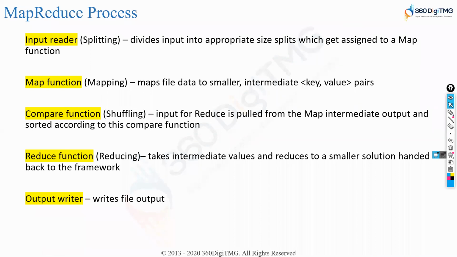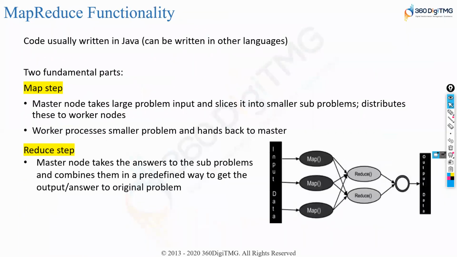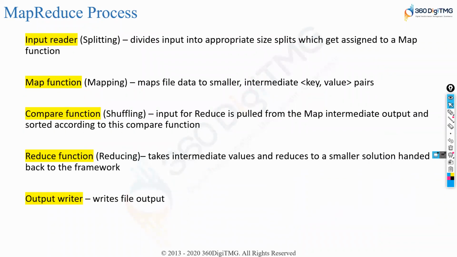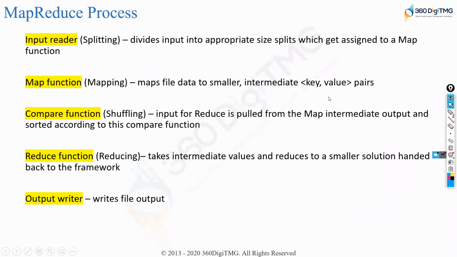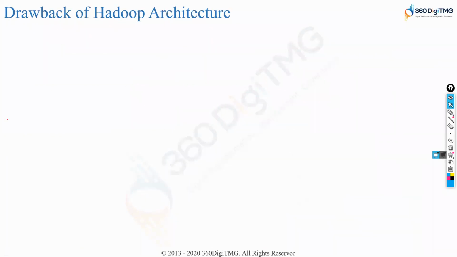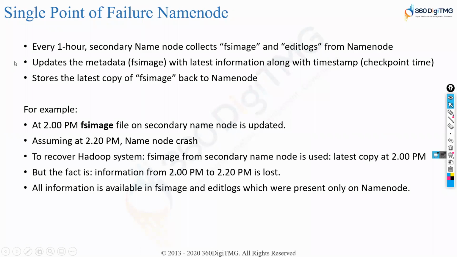Now there is something called input split. If you observe here, what we are saying is we want to assign a task to a slave node. Map tasks are basically assigned to worker nodes. So let's take a small example here. Let me write it here.